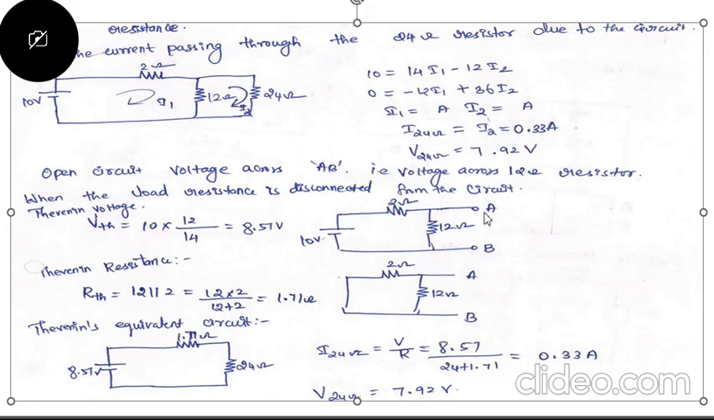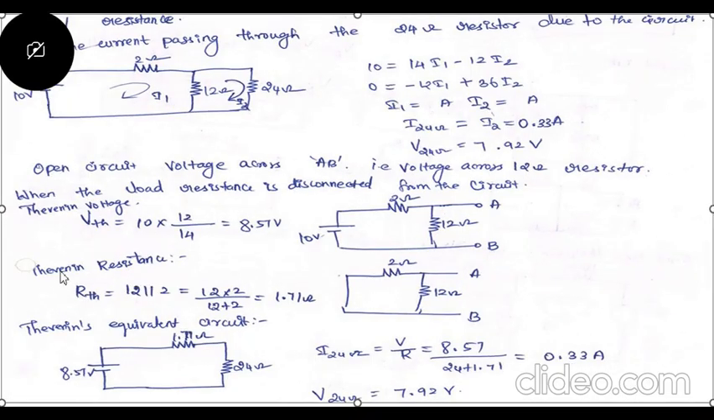This is the voltage across the 12 ohm resistor, that is, the voltage across the open circuit terminals VAB, and that is the Thevenin's voltage. And next, how can you find the Thevenin's resistance? You have to short circuit the voltage sources. If it is a voltage source, you have to remove it by short circuiting the two terminals.